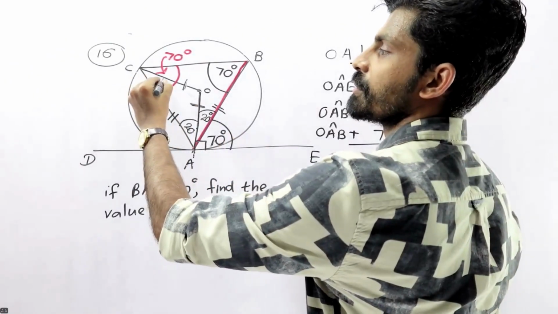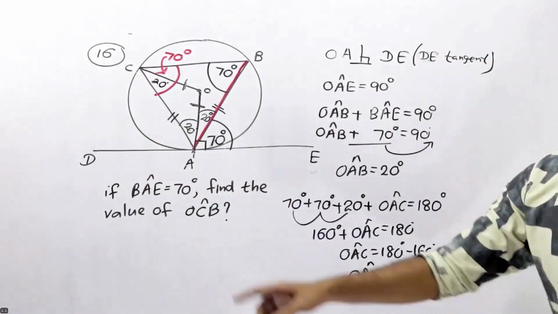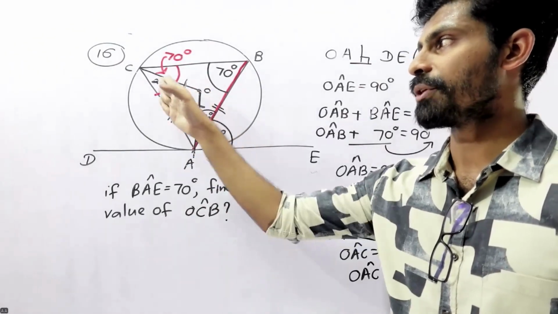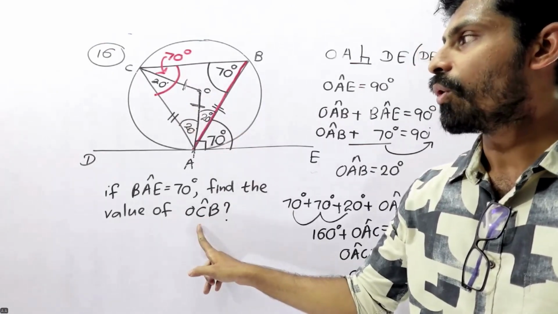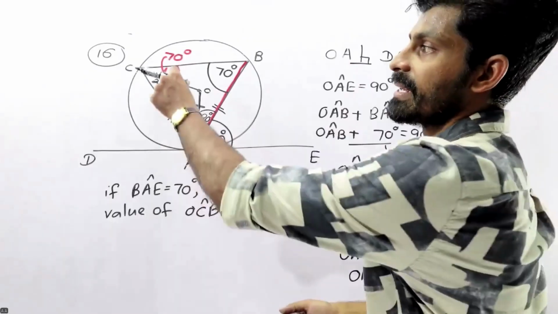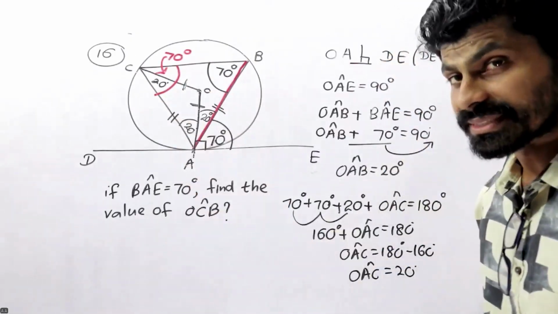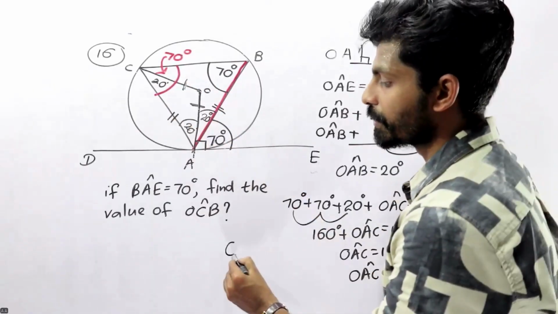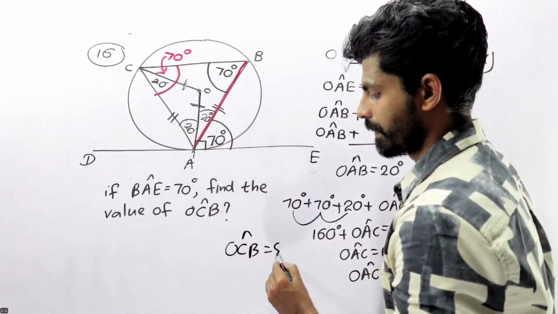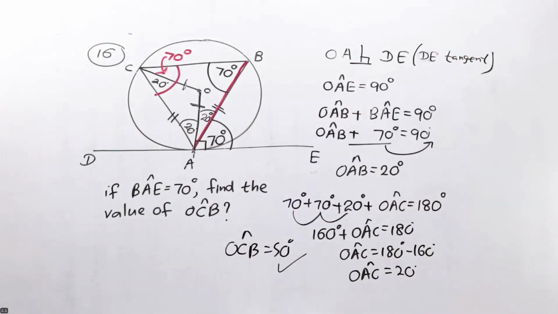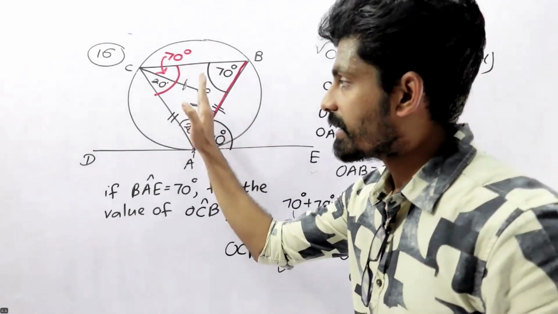Then this one is also 20, because both sides are equal, which means opposite angles are equal. OCB 20 means this full angle equals 70. So that means OCB equals 50. OCB equals 50. I will explain that one again.